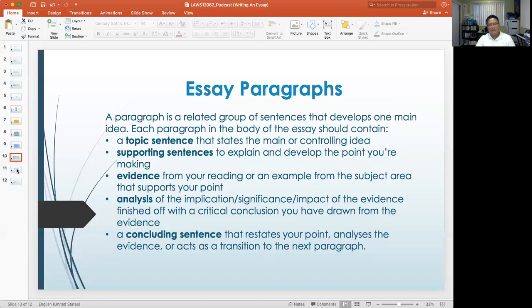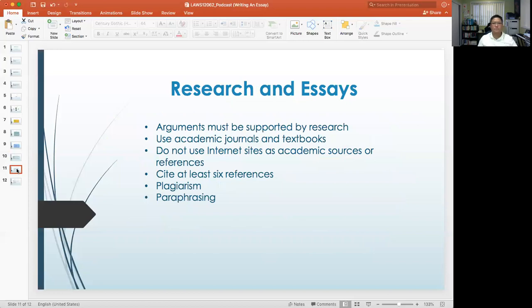Okay, so having discussed that, let's talk about research and essays now. It is important that when you write essays, they must be based on research. So your goal here, if you're going to be advancing an argument, if you're going to be making the case for a central idea or a thesis, you need to be sure that when you advance those arguments or central idea, they must be supported by research.